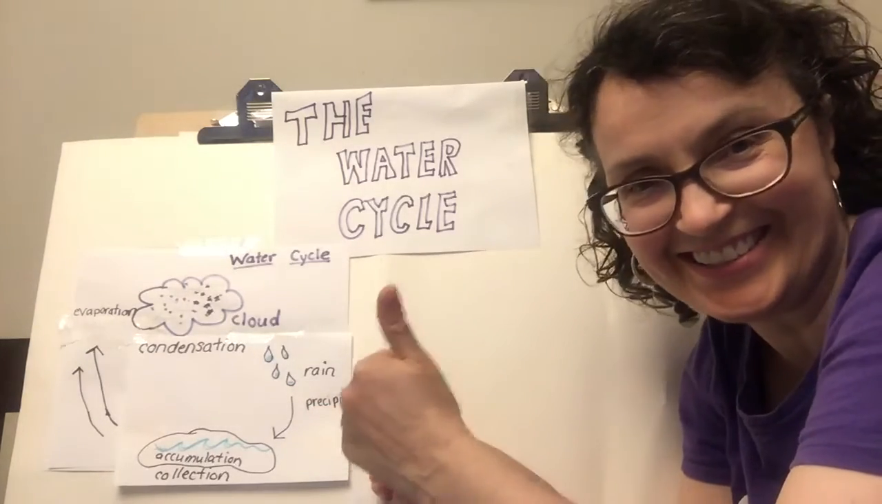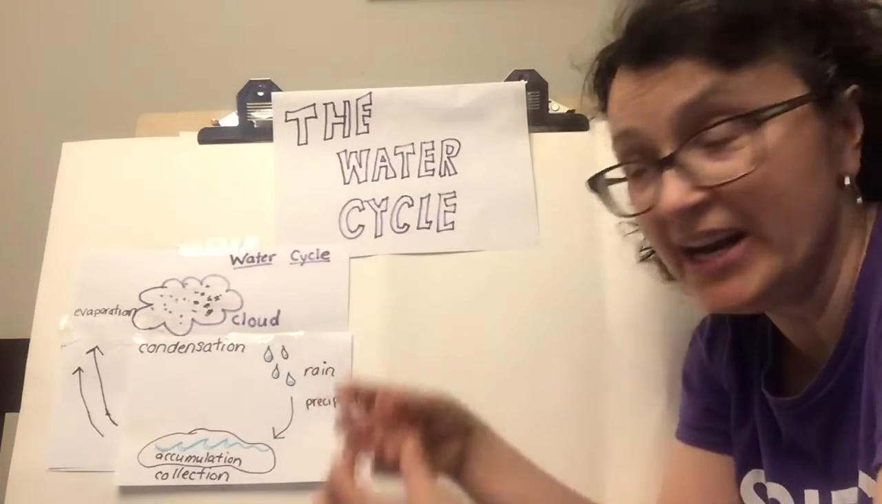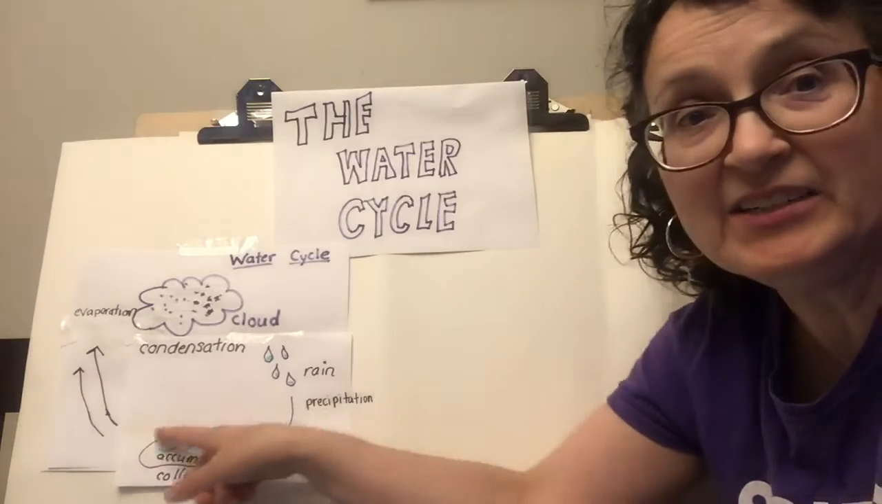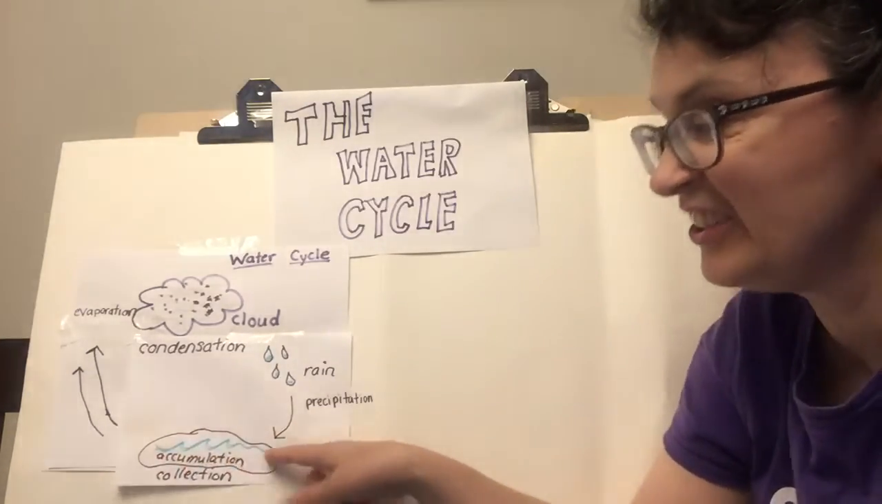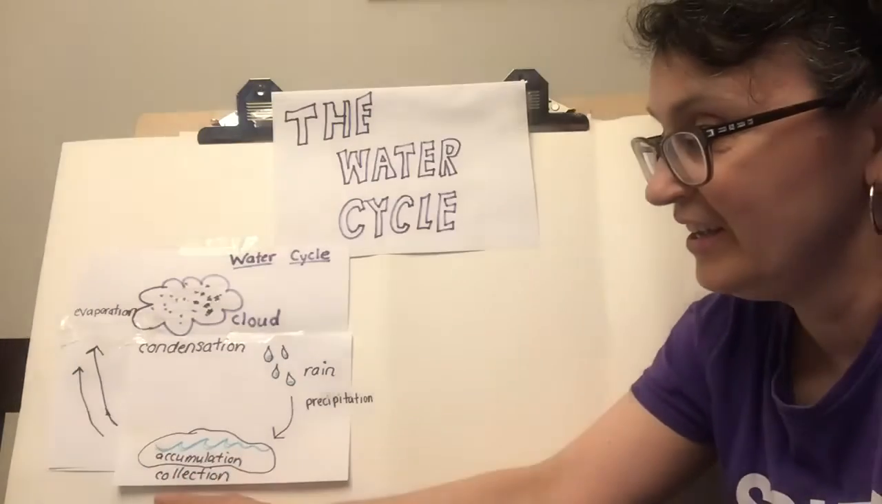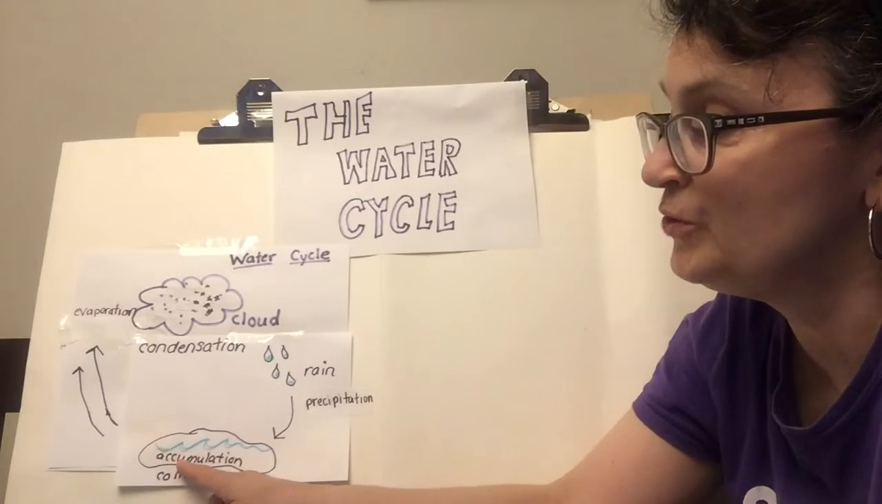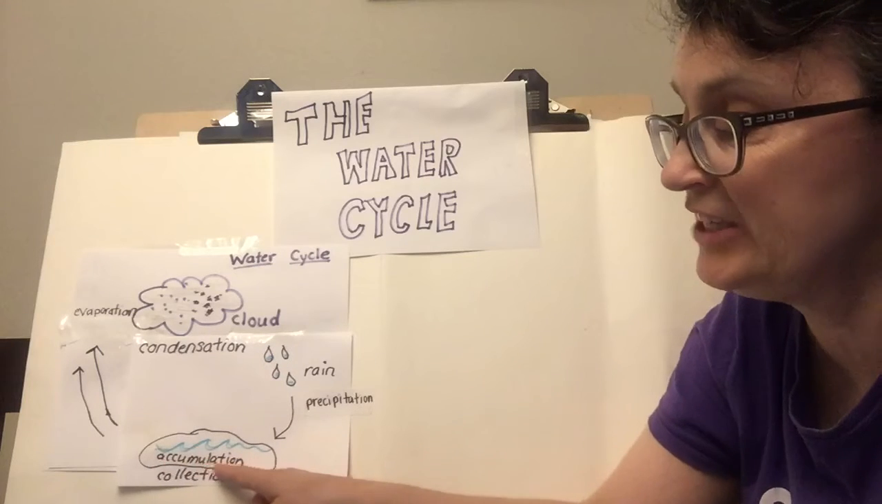And the science word? Precipitation. Yes. And then, as it rained and rained and rained, that water made a collection, a puddle, a lake, a river. And the science word? Accumulation.